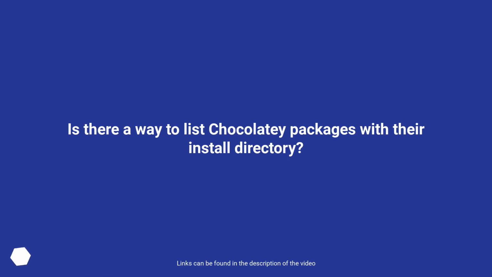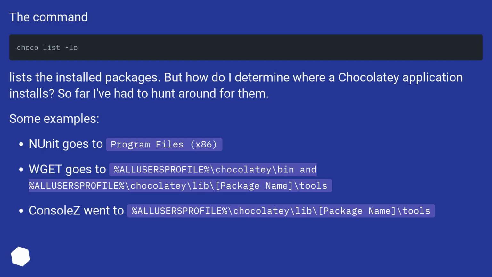Is there a way to list Chocolatey packages with their installed directory? The command lists the installed packages. But how do I determine where a Chocolatey application installs? So far I've had to hunt around for them.